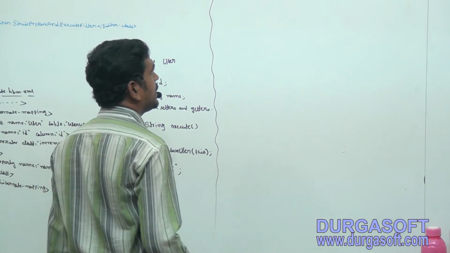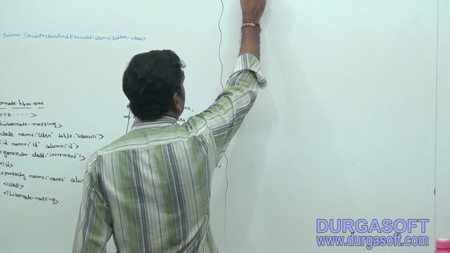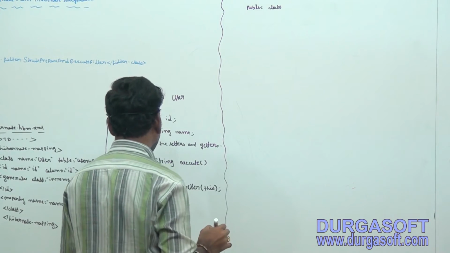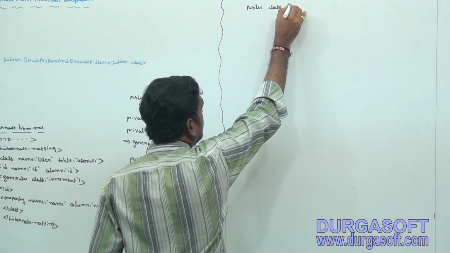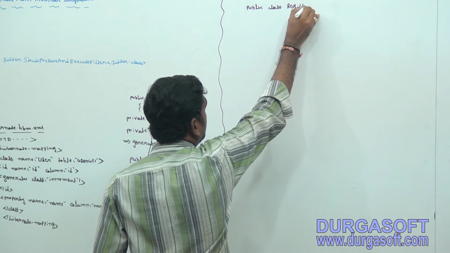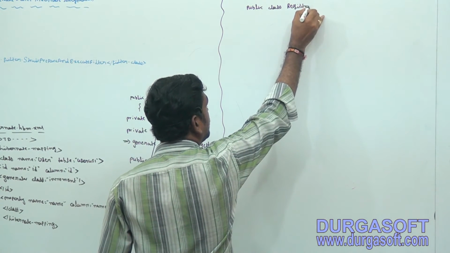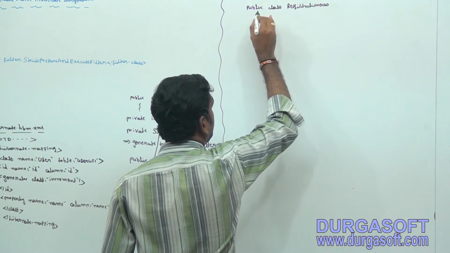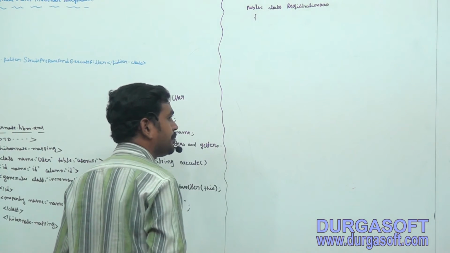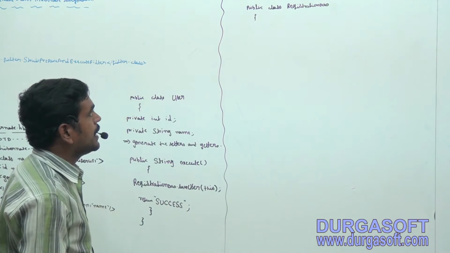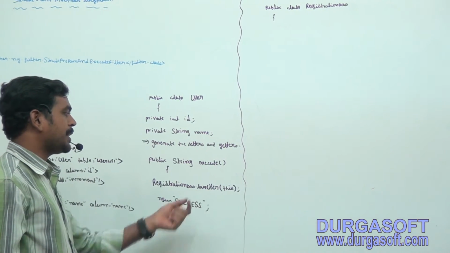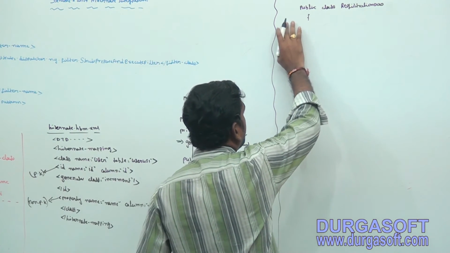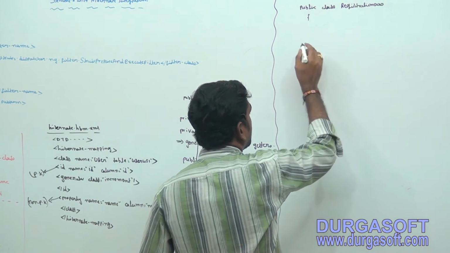I am going to develop the DAO class here. Public class RegistrationDAO. Under that, what we have to take? Here I am going to take this method implementation. How to take that method implementation? We can take it like this.